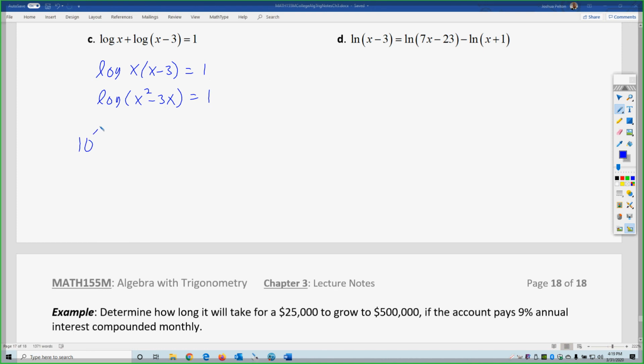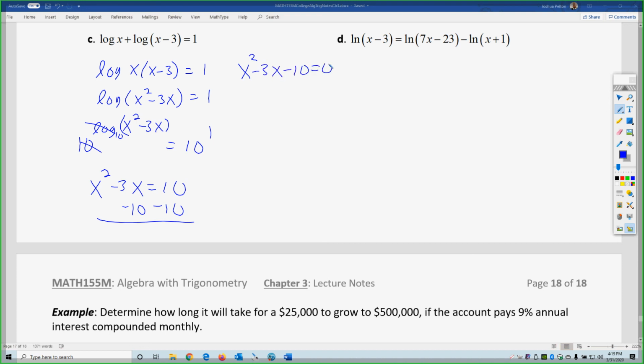So we'll do base 10. Since it's a common log, the default base is 10, which you do to one side of the equation, do to the other. So it cancels. You can put 10 in there if you want. So x squared minus 3x equals 10. So I'm going to move the 10 over. So we get x squared minus 3x minus 10 equals 0 for a factoring problem.